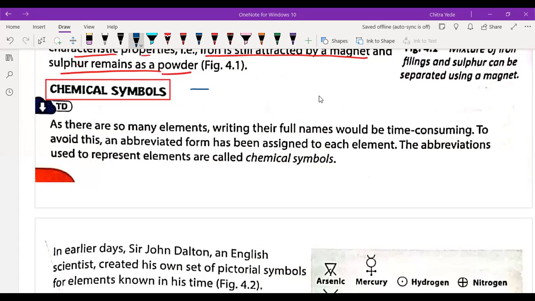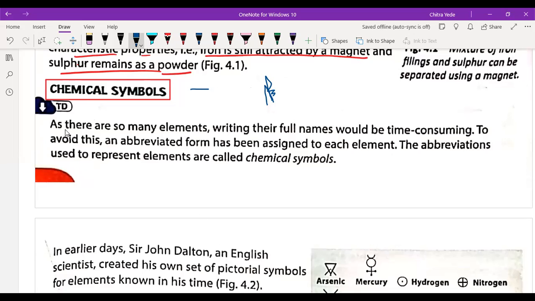Like the common salt is represented with the help of NaCl. You know, NaCl is what? Sodium chloride, right? NaCl. Is it or not? Yes. So that sodium chloride, NaCl, is nothing but a symbol of the common salt, we can say.